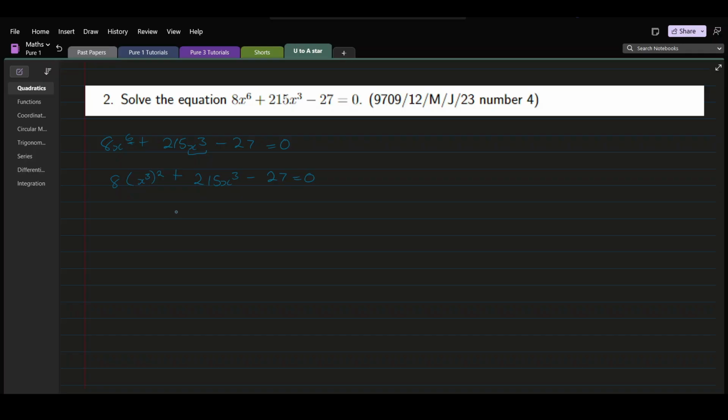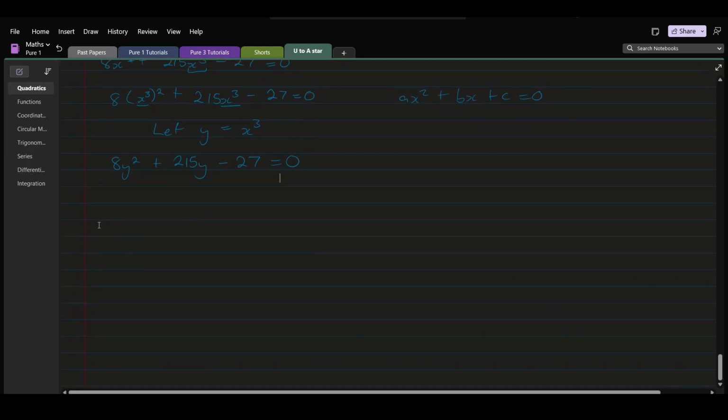Then we're going to use a substitution so that we can clearly see that this is a quadratic. Because remember, a quadratic is anything that can be written in the form ax squared plus bx plus c is equal to 0. So we're going to say let y equal x to the power 3. Wherever there's an x to the power 3, substitute with y. So that becomes 8y squared plus 215y minus 27 is equal to 0. This quadratic doesn't look like it would be easy to factorize by inspection, so we'll use the quadratic formula.